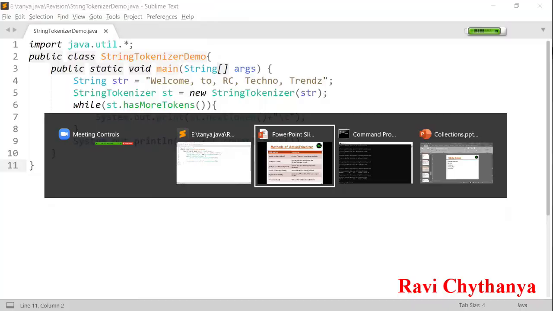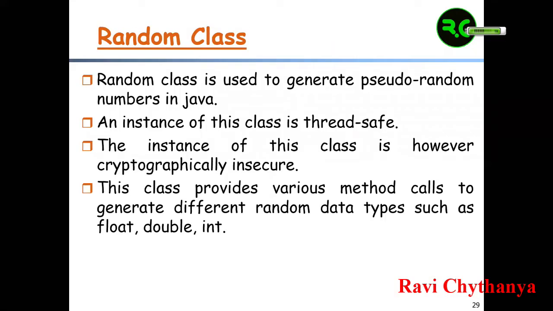The next topic we are going to discuss here is the Random class. As we have already seen, the Random class is used to generate pseudo random numbers in Java. It is going to return us random numbers in a given range. The range starts from 0, which is inclusive, and ends with 1, which is not inclusive; it is going to exclude the one. An instance of this class is thread safe. The instance of this class is, however, cryptographically insecure. This class provides various method calls to generate different random data types such as float, double, int, and so on. It has different methods which generate the different random data types.